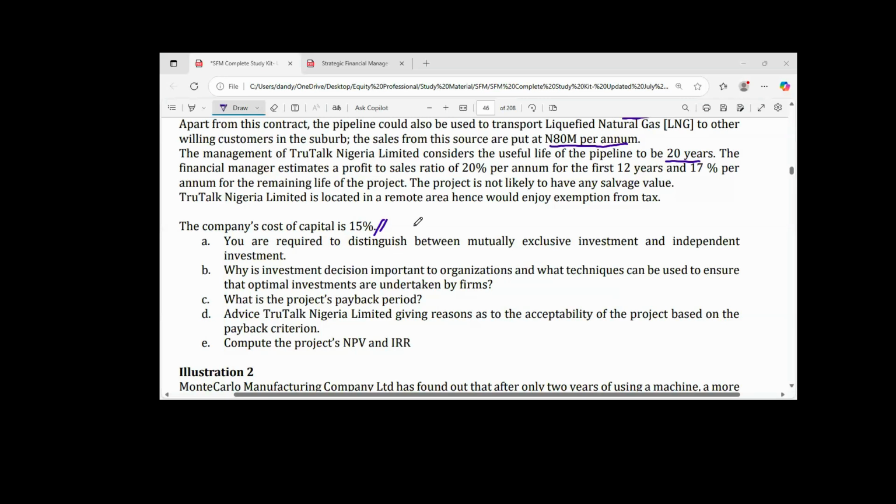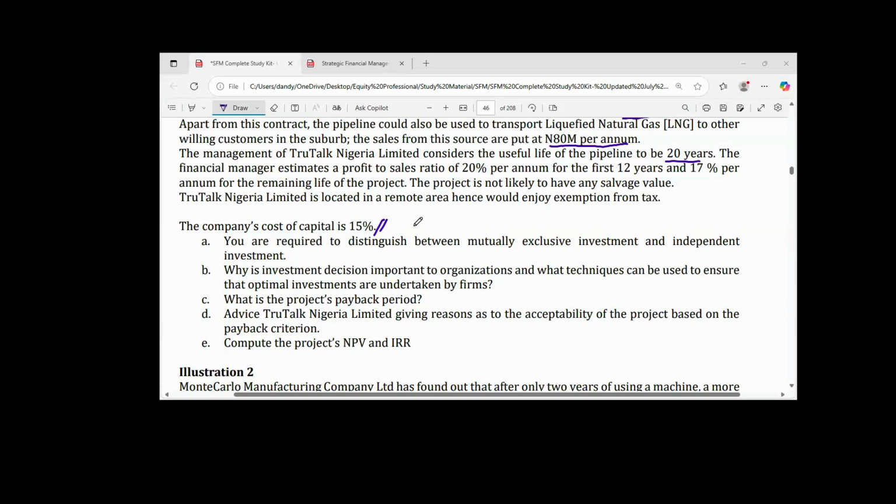That answers that one. Then you can say, on the flip side, an independent investment is a standalone investment that may be accepted or rejected based on its own merit. For example, if a project produces a positive NPV, it will be accepted. But if otherwise, it will be rejected. You have answered that one. 3 marks, you pocket it. Move to the next one.